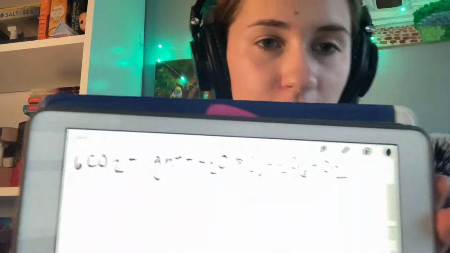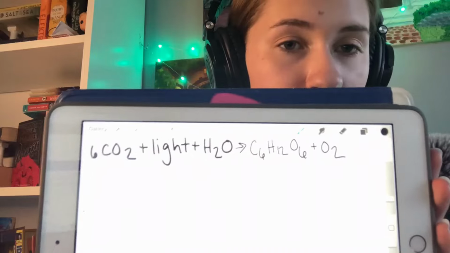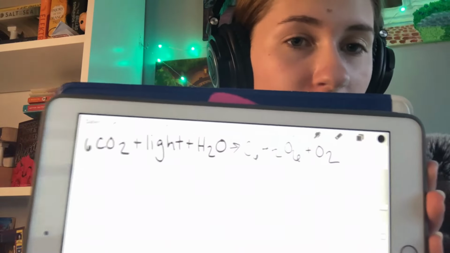That is the chemical combination for the start of photosynthesis. So what comes out of photosynthesis? They get glucose, which is C6H12O6, and then of course they give off oxygen. That's where we get oxygen from plants. So, long story short, the chemical equation for photosynthesis is carbon dioxide plus light plus water yields, that's what the arrow is, glucose and oxygen.